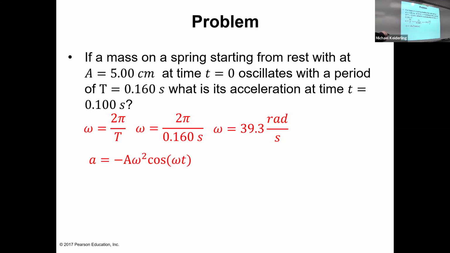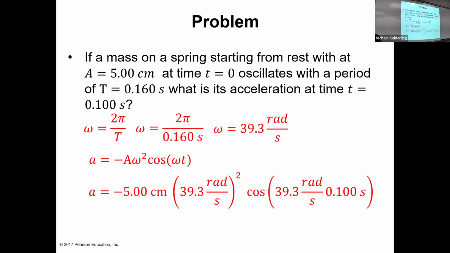Acceleration is going to be minus A omega squared times cosine omega t. So minus 5 centimeters times 39.3 radians per second, squared, times the cosine of 39.3 radians per second times 0.1 seconds, which comes out to positive 5,444 centimeters per second squared, or 54.4 meters per second squared.